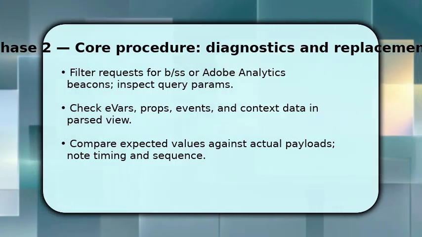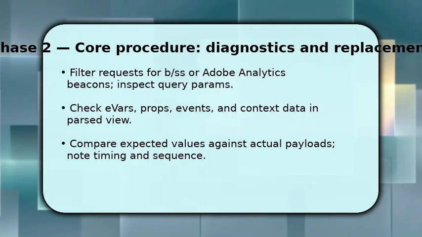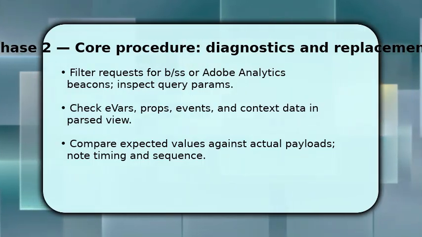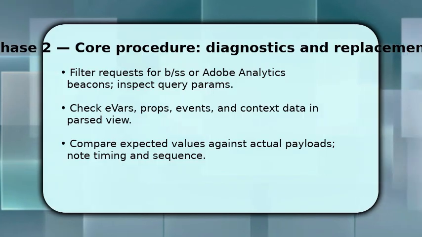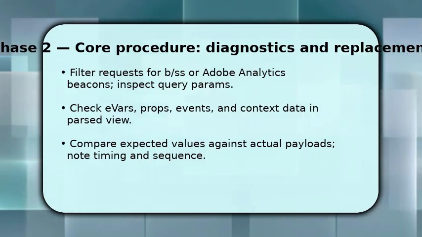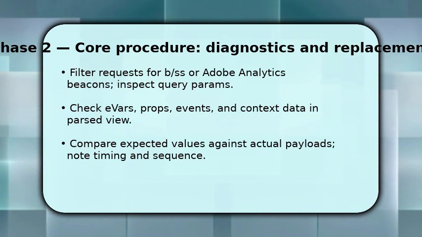Timing matters for attribution. Use the query string view when you need raw values and cross-check against your implementation spec to identify mismatches or missing parameters before you move to validation.